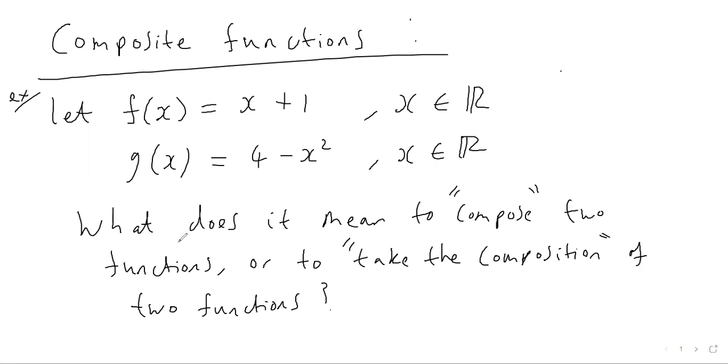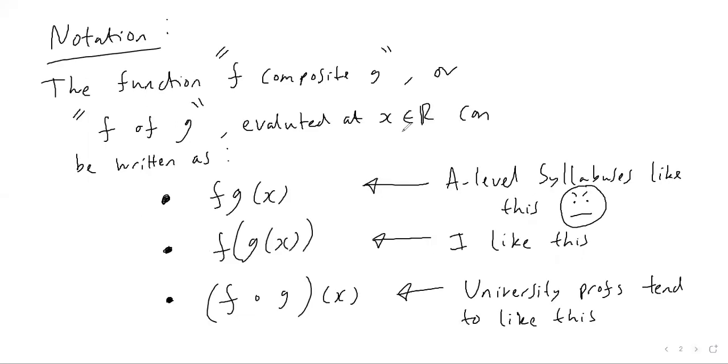Okay, so what does it mean to compose two functions, or to take the composition of two functions? The composition is basically a way of combining functions. The way we say it, we say f composite g, or in other words, f of g, evaluated at a real number x. x again is just a real number, or real variable, really, I should say.